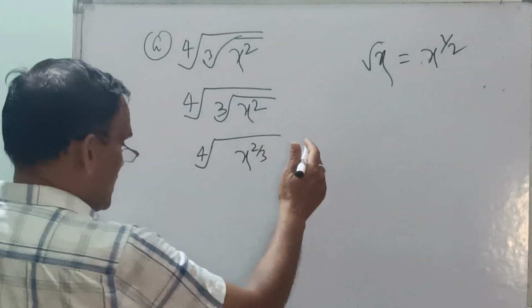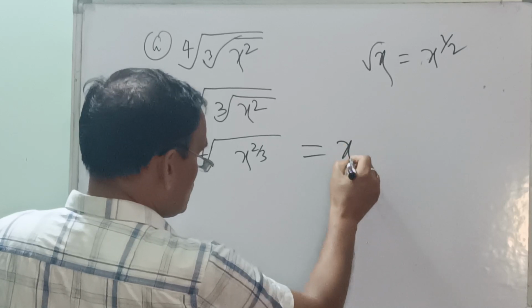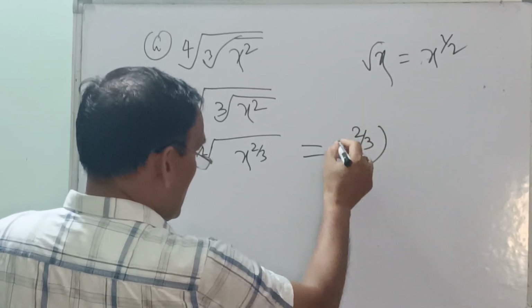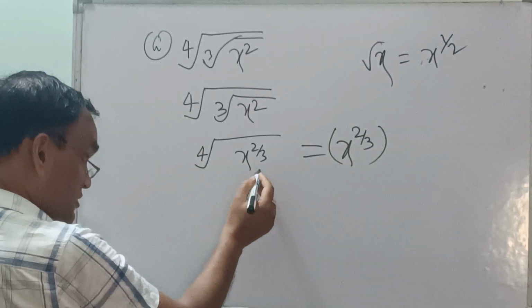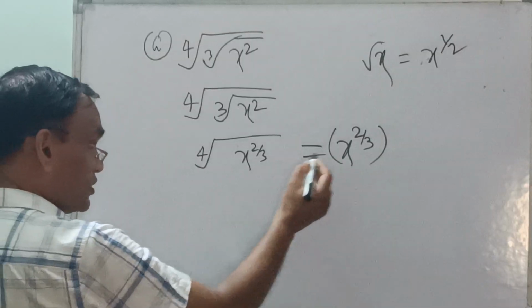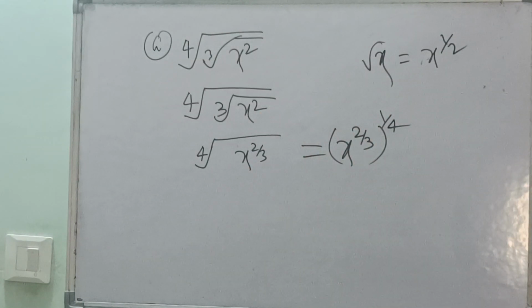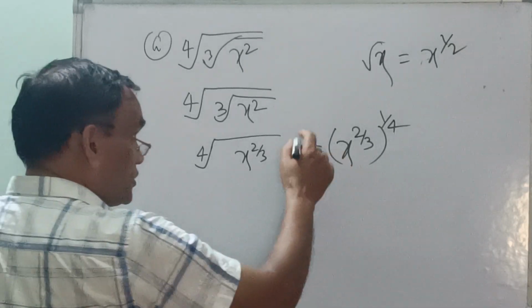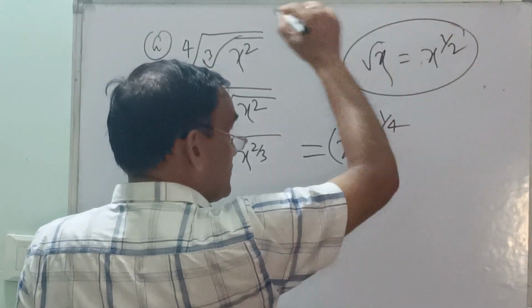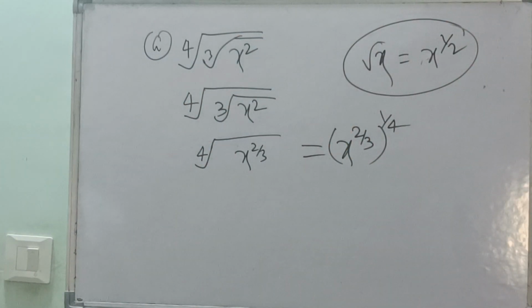Okay. Another, what can you write? x to the power 2 upon 3, and another. This must be by power 4, so you can write 1 upon 4. Can you write like this? Yes, we can write like this. How? Just think about this. We have the answer.